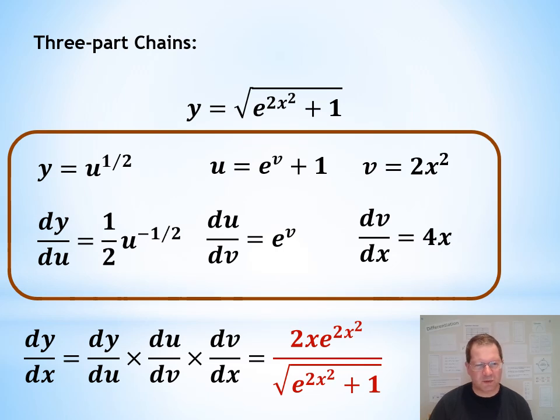So if y is equal to u to the half, then we can times by a half and take away 1 from the index. So dy by du is a half of u to the minus a half. If u equals e to the v plus 1, then du by dv is equal to e to the v. The 1 of course just vanishes. And if v equals 2x squared, then dv by dx equals 4x. And then we can multiply all of those together. Half of 4x is 2x. So we'll have 2x e to the v on the numerator, but remember v is 2x squared. And then on the denominator, because it's u to the minus half, we'll have u to the half, which is the same as the square root of e to the 2x squared plus 1.